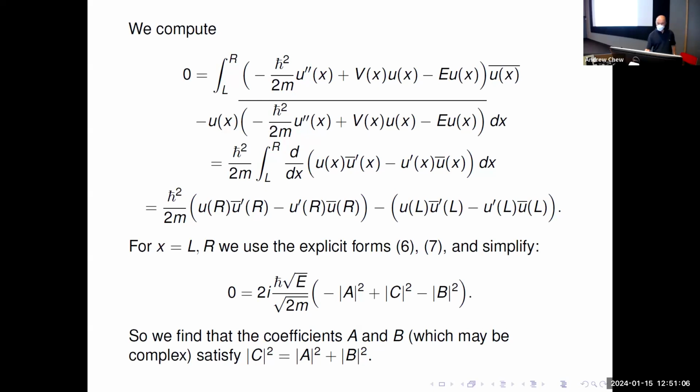And what we get actually is the following thing. We get 0, because we're calculating 0 here, remember, some constant times minus the modulus of a squared plus the modulus of c squared minus the modulus of b squared. So these a, b, and c may be complex. So in fact, we get some sort of Pythagorean equation between a, b, and c here.